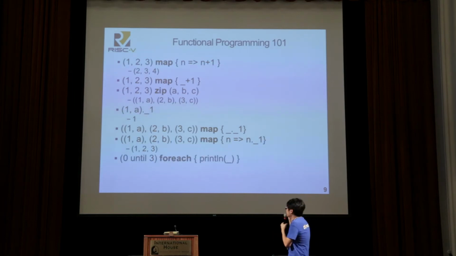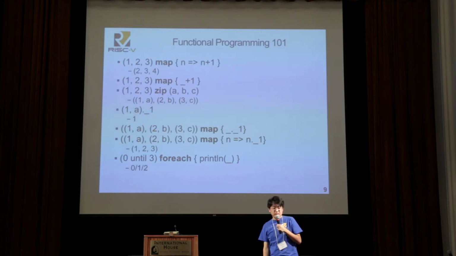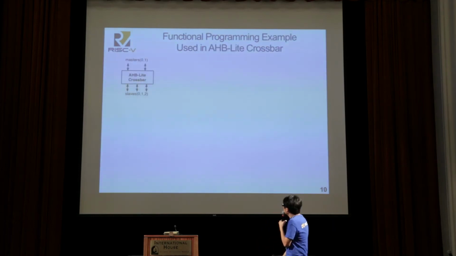Great. Oh, and so these are maps, those are zips, but what if I don't care about the result? I just do a foreach, right? So in this case, I do 0 until 3, which will return 0, 1, and 2 as a list, and for each, I will print it out. So it will print out on the console 0 and 1 and 2. Great. So with this, I'm going to try to convince you that Chisel is pretty cool.